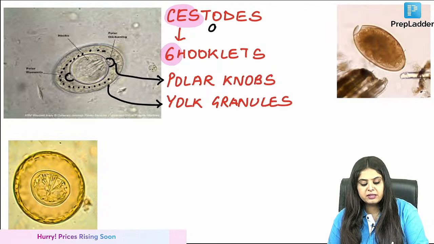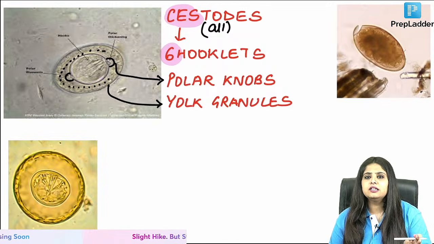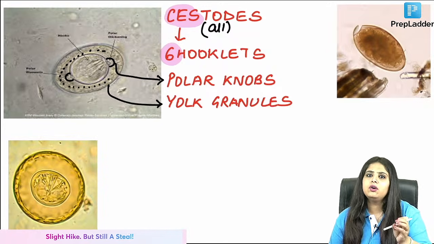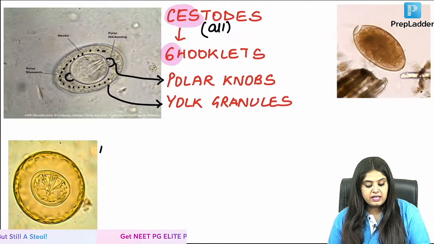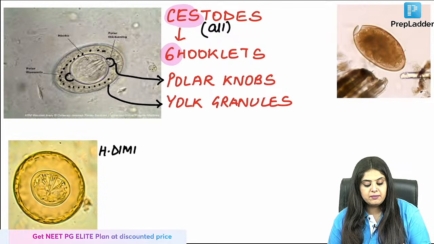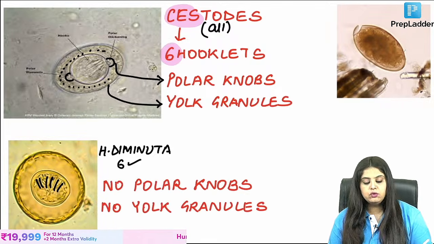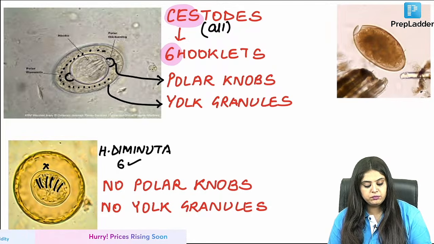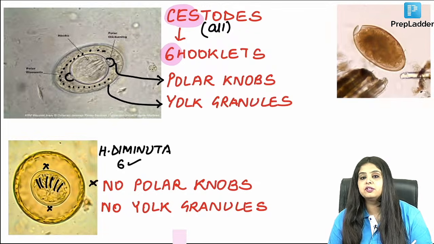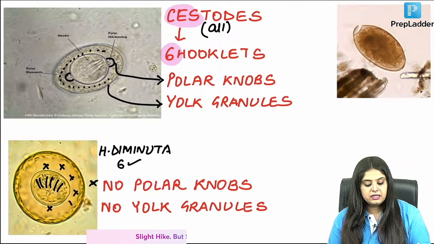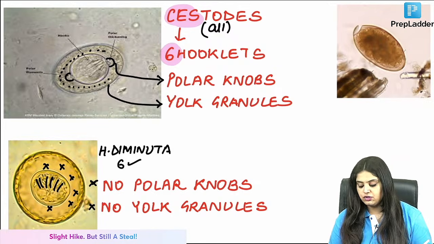So all cestodes, that is H nana, then Taenia solium, Taenia saginata, all of them show you this. But then H diminuta says, no, I am different. H diminuta has the same 6 hooklets, but it has 2 exceptions. It doesn't have those polar knobs, and it doesn't have that dirty material, it has no yolk granules. That is H diminuta.